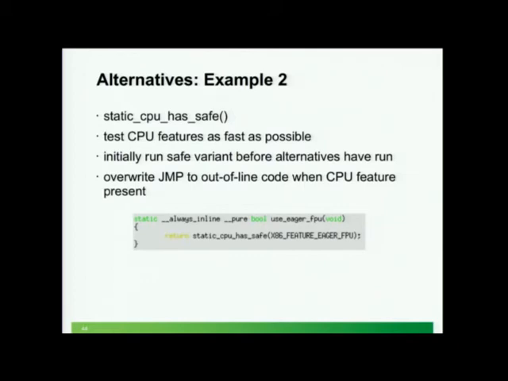But before testing CPU features with this function, you need to run alternatives. But kernel guys sometimes use this function very, very early before alternatives have run. So we need a safe variant, and the safe variant does the slow version, which tests the bit. And after the alternatives run and the replacement is done, you have the fast variant. And this function wraps everything in it.